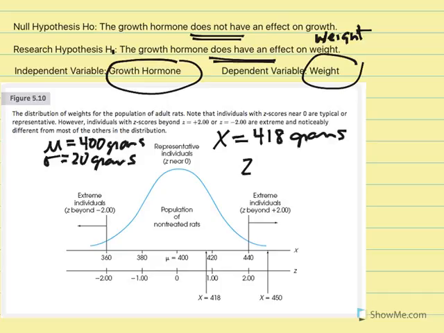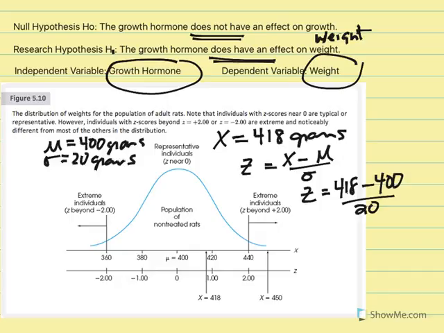So we would convert that to a Z score. We take x minus mu and divide by our standard deviation. Our z is equal to 418 grams minus the average of 400 grams, over 20 grams. So in our calculator, it's 418 minus 400. That's equal to 18. Divide by 20. Our z-score is equal to 0.9.